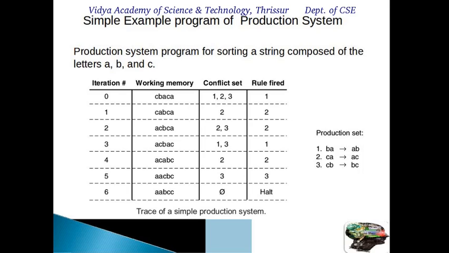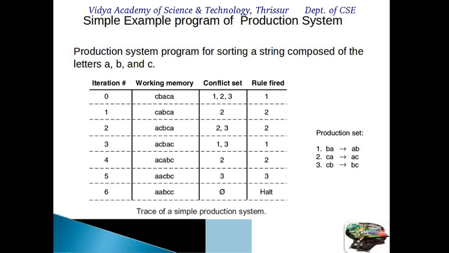Since it's a production system, a production set means a condition and the corresponding rule should be defined. That is the intelligence here. So that is defined here. Rule 1 is: when BA is met in the working memory in the current state, it has to be converted into AB. So we are coming to the solution of the problem one by one.